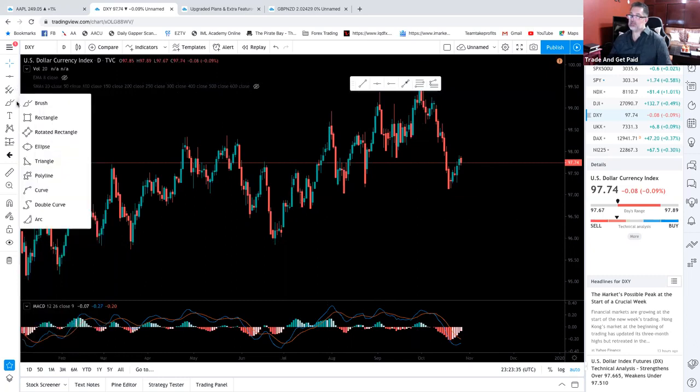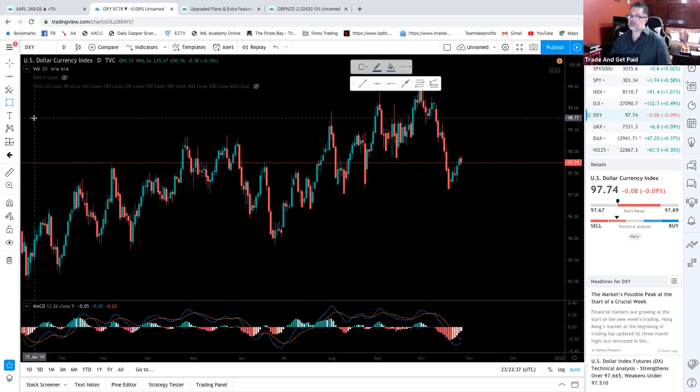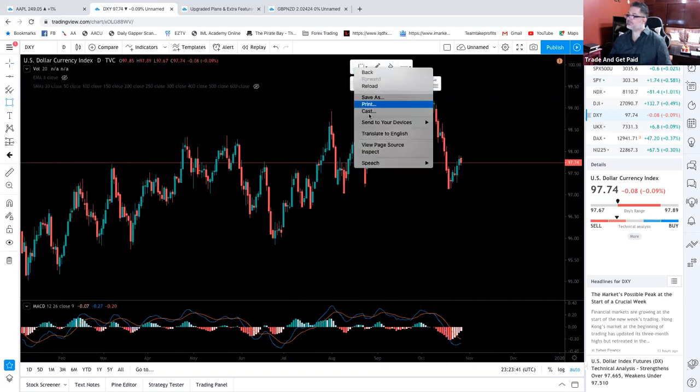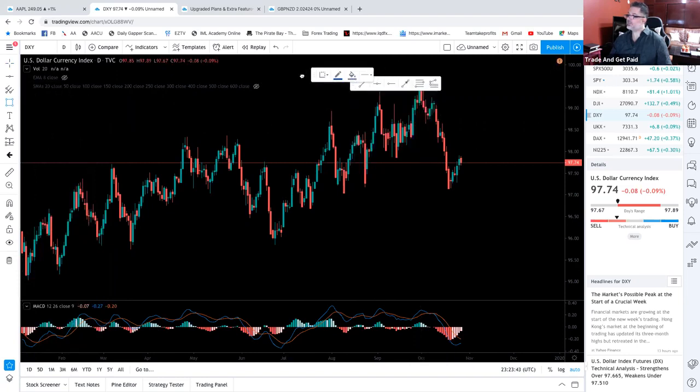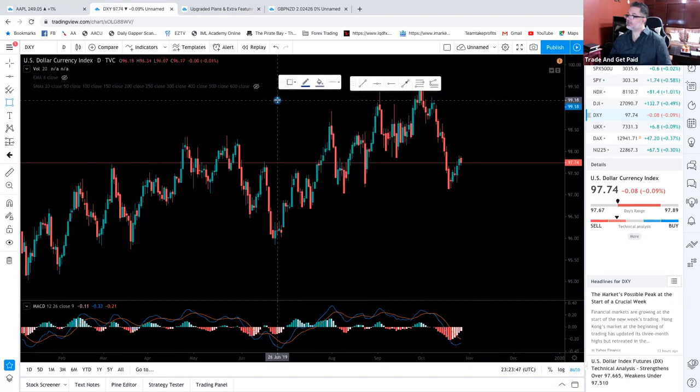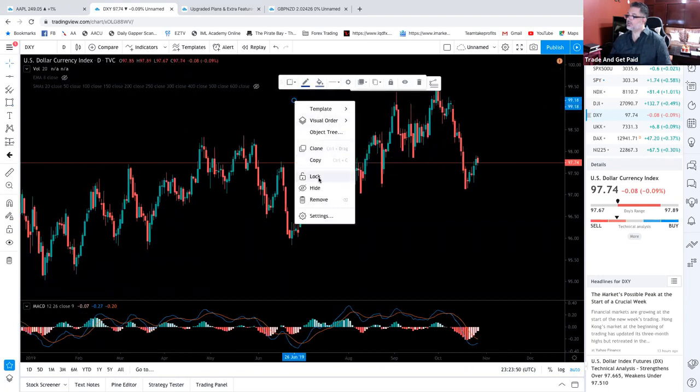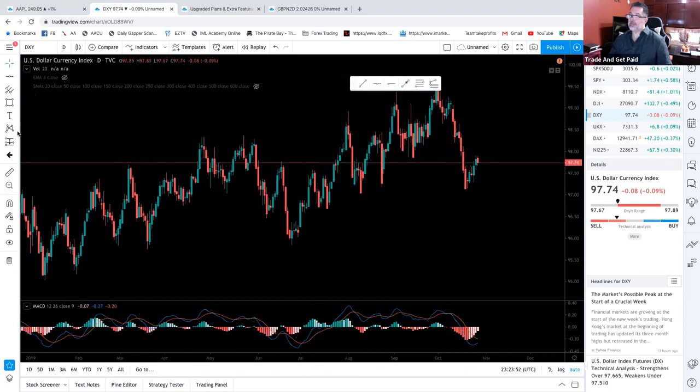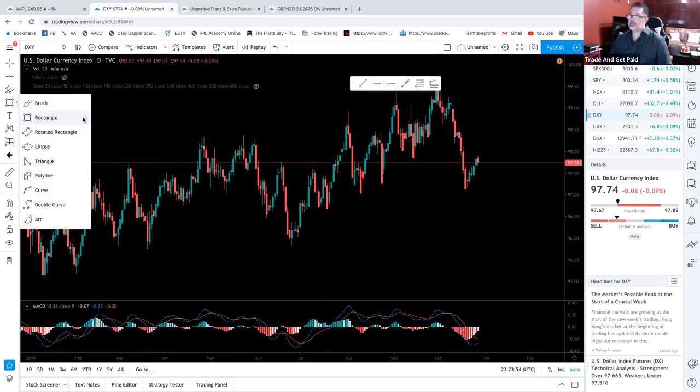Next, let's see, I use a rectangle. Oops, get rid of that. How do I get rid of that now? How do I close it? I was going to do one. There you go. Okay, let's start with the rectangle.